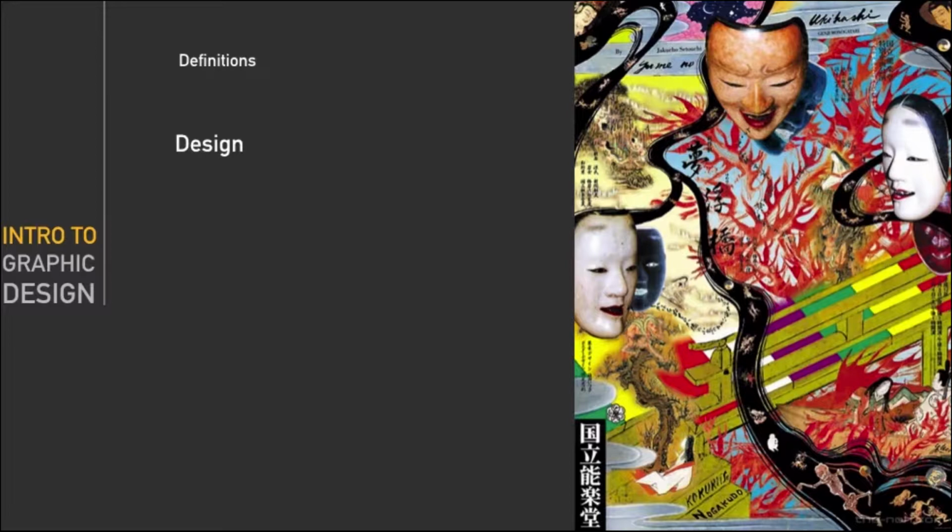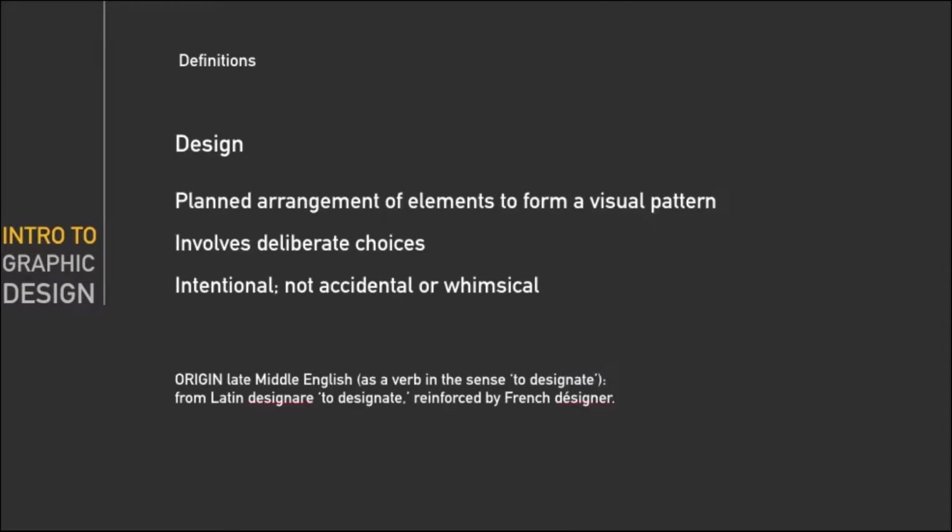Let's begin by looking at some definitions so we have a common understanding of what we're doing. So the first definition is, what is design? Design in general is a planned arrangement of elements that form a visual pattern. A visual pattern means that things are placed, things are recurring, things are situated within a design space. By being planned and arranged, design involves making real, specific choices. Really, there's nothing random in design.